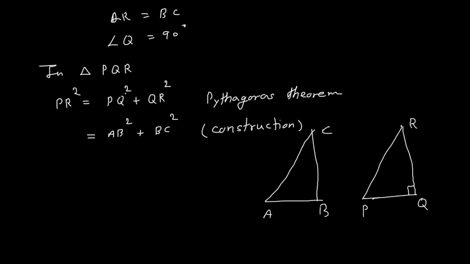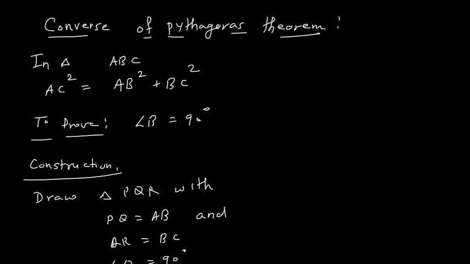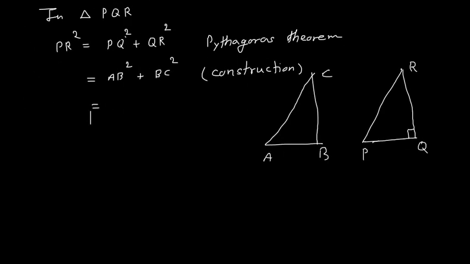But we know that this AB square plus BC square is equal to AC square. It is given, na? AB square plus BC square is equal to AC square. So I will write this is equal to AC square. This is given. So PR square is equal to AC square. Therefore PR is equal to AC. I will consider this as equation 1.